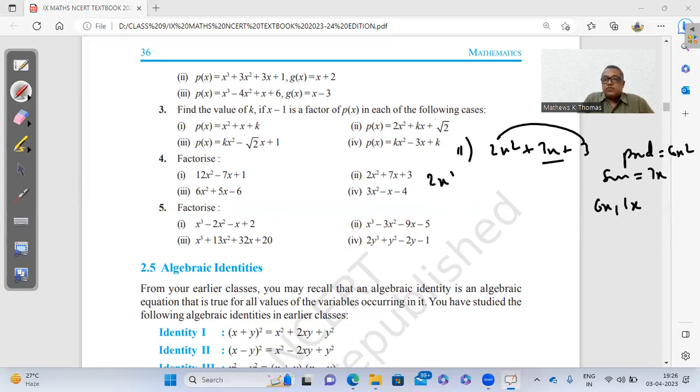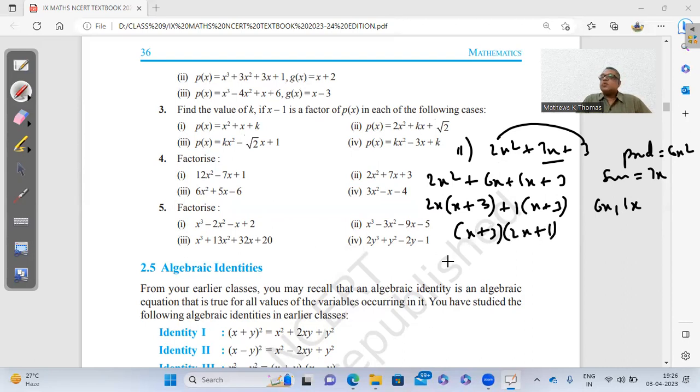So as I told you, the first and last number remains as it is. Only the middle term gets split. So I'm going to split this as 6x and 1x. So 2x is common. Now this will become x plus 3, since 2x goes 3 times here. I'm going to take 1 common here, x plus 3. So you are going to get the answer x plus 3 into 2x plus 1, right? So answer will be x plus 3, 2x plus 1. This is answer number 2.